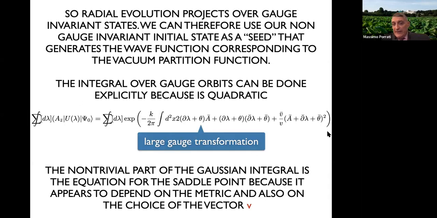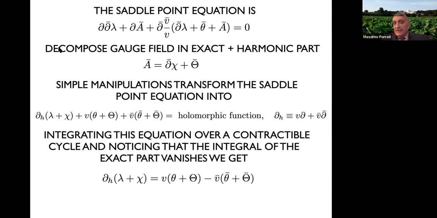Now, when I have this quadratic, I can just write the saddle point equations that have this form. Remember, A bar is the boundary value of the gauge field, of the anti-holomorphic component. Now, this A bar can be decomposed into an exact part, d bar chi, and the harmonic part, theta bar. And now you can substitute back in here and do a few manipulations of the equations of motion to arrive at another one that can be cast in this way.